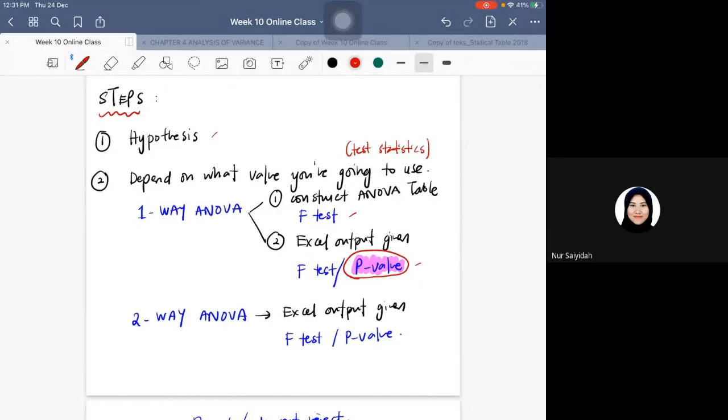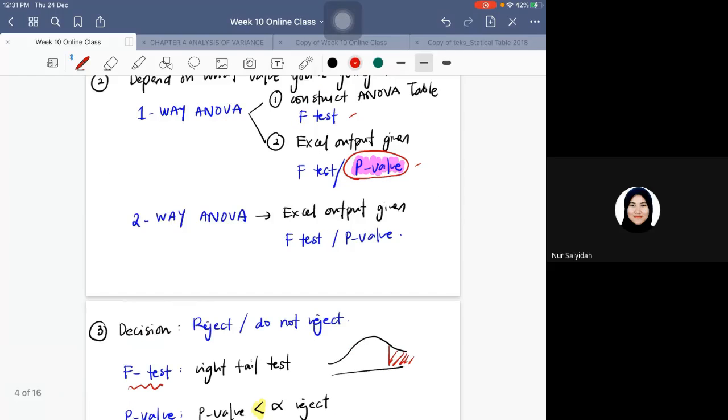If you ask me which one I prefer, I would definitely go for the p-value, because when I use the p-value, I don't have to bother finding the critical value. But if you use the f-test, you have to compare the test statistic with the critical value. It could be quite complicated, and you could have a high chance of getting your answer wrong. Therefore, I would prefer to use the p-value. However, you can only get a p-value from an Excel output. If there is no Excel output given, then there's no way that you can come out with a p-value. So it depends on the question that they give you.